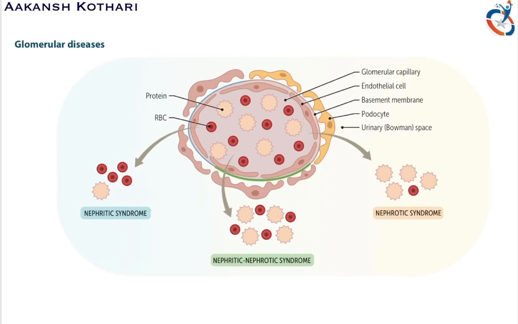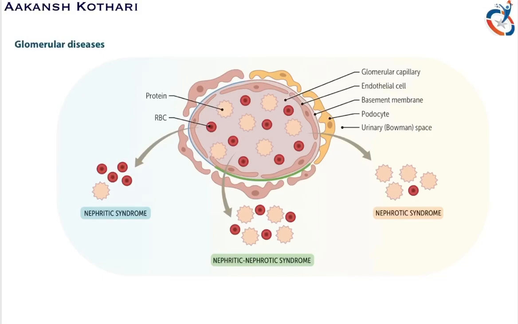The next, outer layer is the basement membrane. This basement membrane is made up of type 4 collagen and heparan sulfate. Just remember that. And the outermost layer consists of podocytes. You can look at these, these are podocytes. Now all three layers have a negative charge, and hence these prevent the entry of negatively charged molecules such as albumin. Is it clear?